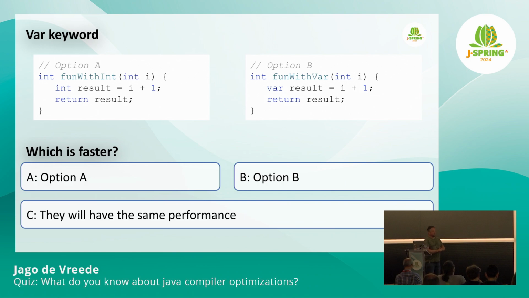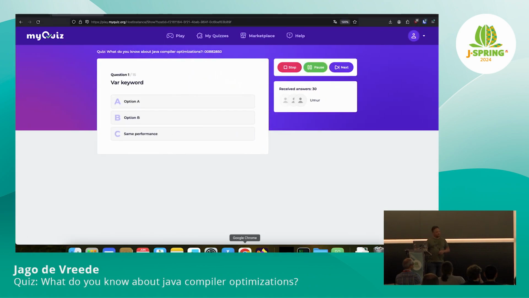Let's start out with the easy one, the var keyword. I think everybody is using var. But if you create a function with var, which one is faster? Is the old-fashioned way of saying int result faster, or is var result faster? Or do they have the same performance? That's always an option.